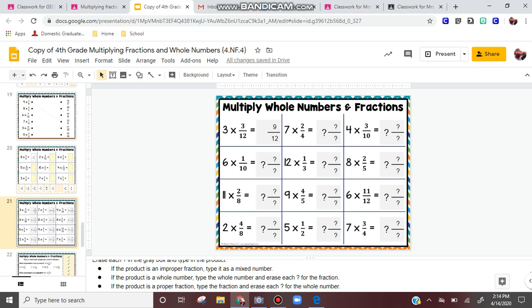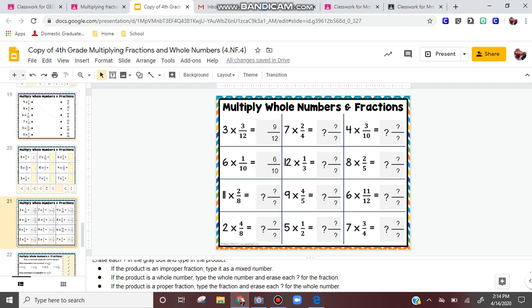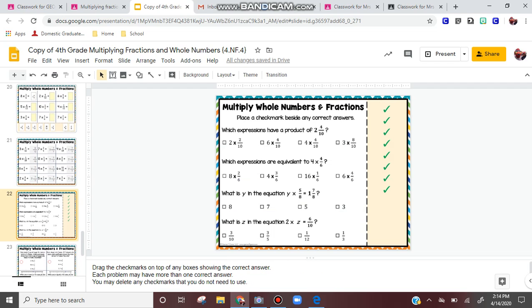Like 6 times 1 is 6. And then your denominator stays the same. So this would be 6/10. And then you would just erase the question mark because you don't need it. So that's 21, 22. Place a check mark beside the correct answers. So 2 and 4/10. 2 times 2 is 4, so 4/10. So that one is incorrect.